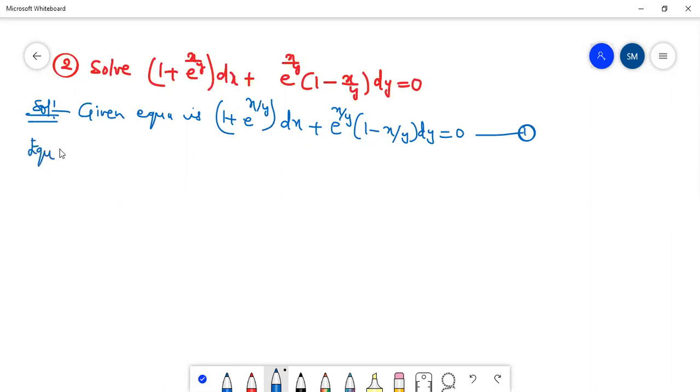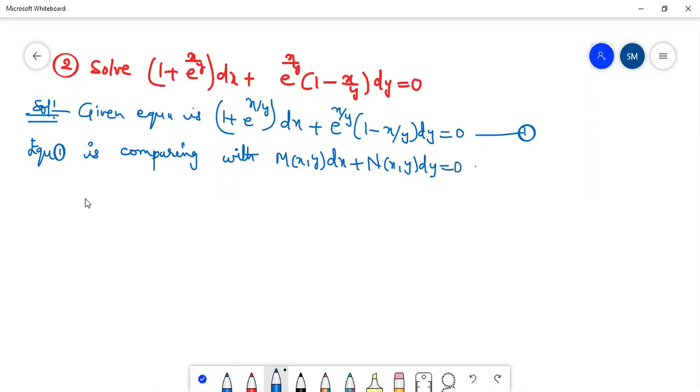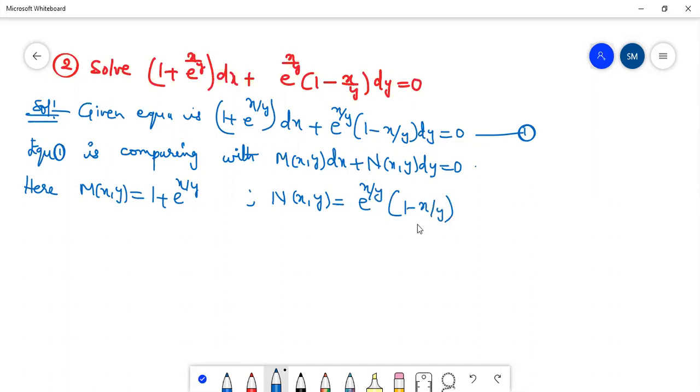Here equation 1 is compared with the general form of the first order first degree differential equation, that is M(x,y) dx + N(x,y) dy = 0. From these two equations we can take M(x,y) = 1 + e^(x/y), and N(x,y) = e^(x/y)(1 - x/y).